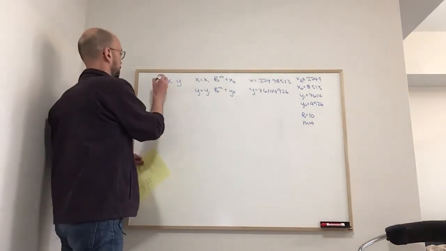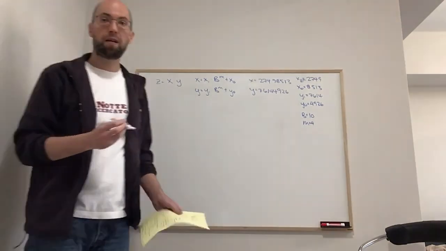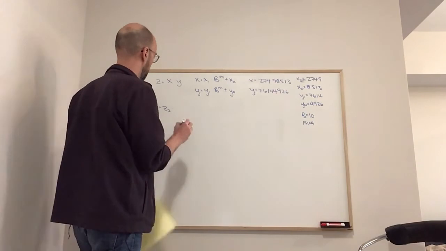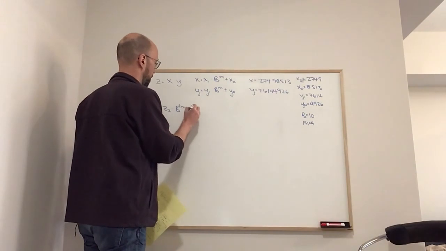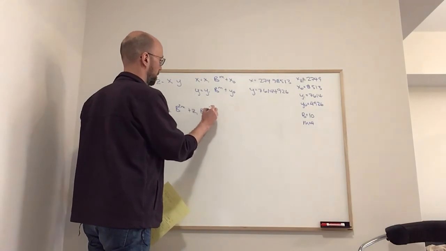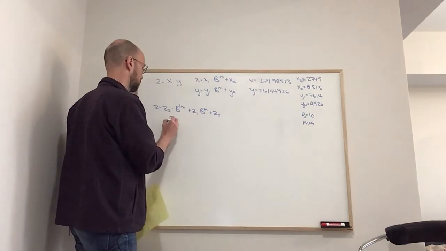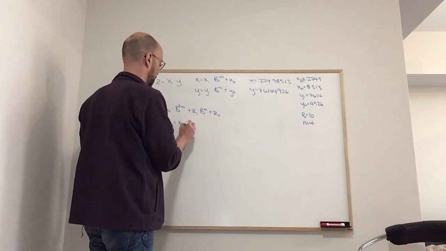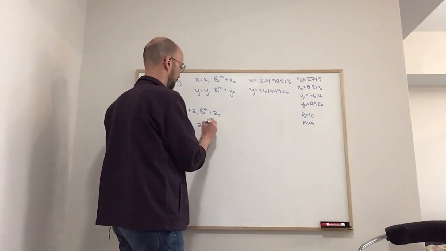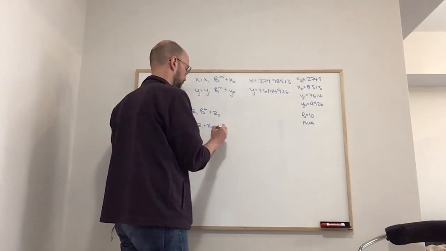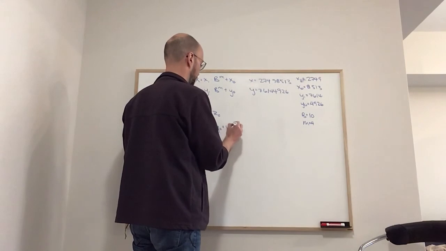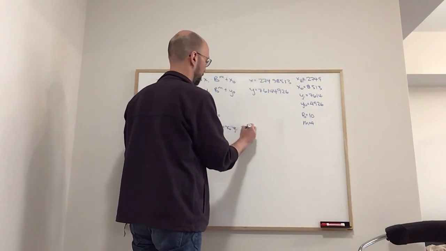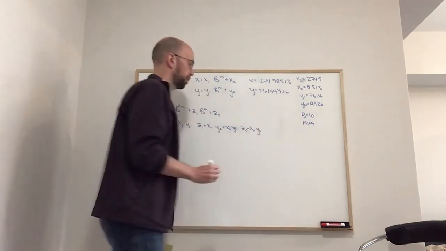So z is equal to x times y. How you can write this is z equals z2 times b to the 2m plus z1 times b to the m plus z0, where z2 equals x1 times y1, z1 equals x1 times y0 plus x0 times y1, sorry, let's keep this order, and z0 equals x0 times y0.